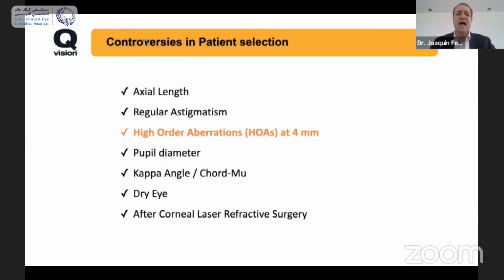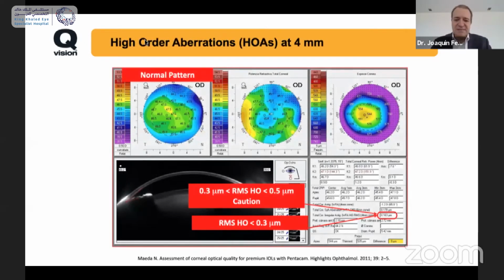In third place, we have the high order aberration at 4 millimeters. Can we implant multifocal lenses with high order aberration? At what level? If you use Pentacam, you can see in this paper in Highlights of Ophthalmology the Maeda advice. The Maeda advice tells us that in a 4 millimeter zone with corneal irregular astigmatism, when we measure the high order aberration, if we have between 0.3 and 0.5 microns, we need to have caution. Above 0.5 microns, it would be contraindicated.